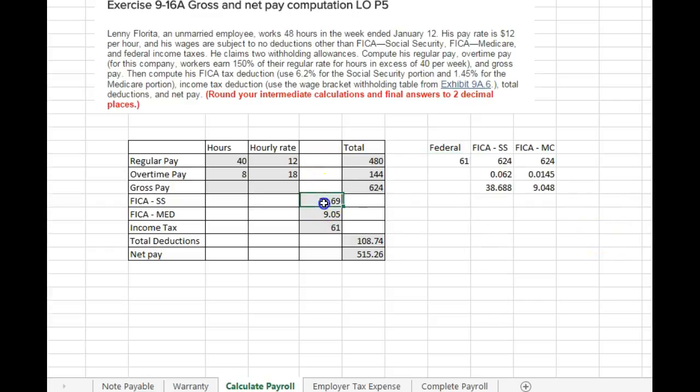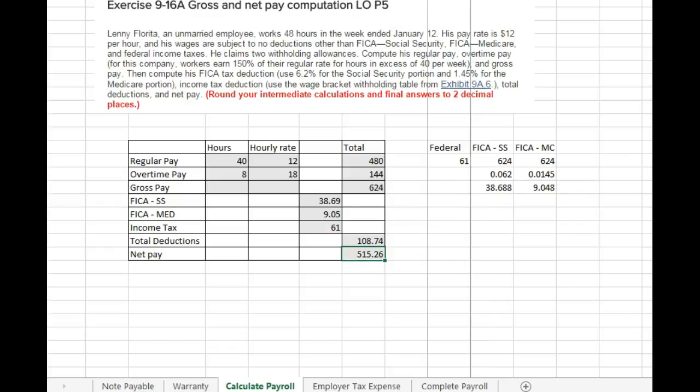So I add up all of the deductions and find out it comes to $108.74. And that gives you a net pay of $515.26. This is what they take home. This is called take-home pay.